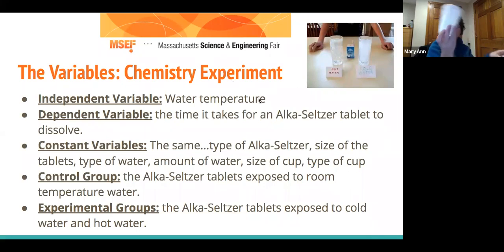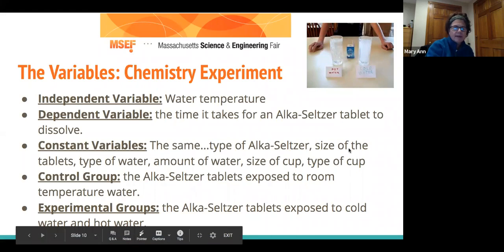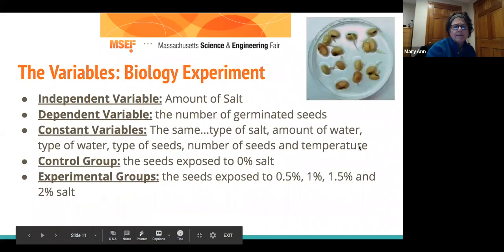So some constants are the type of cup. So these are the same type of styrofoam cups, but let me go in order. The same type of Alka-Seltzer, the same size of the tablets, the same type of water. We're going to use bottled water, the same amount of water, the same size of the cups, the same type of cups. And we can go on with the constants, but identifying 3 or 4 constant variables is good. And I always make the kids list them all or bullet them underneath.